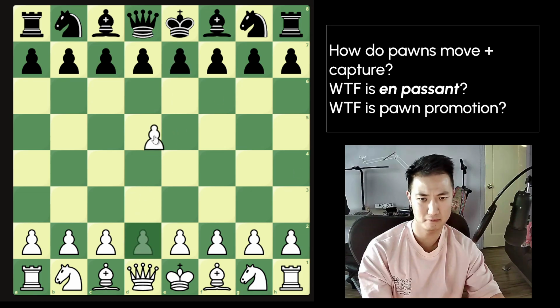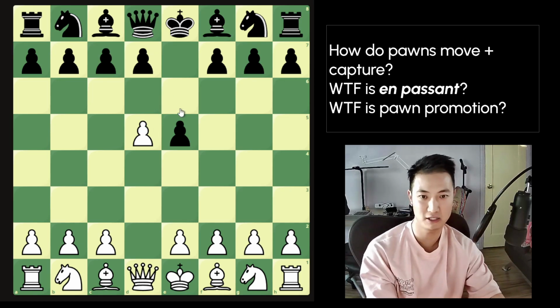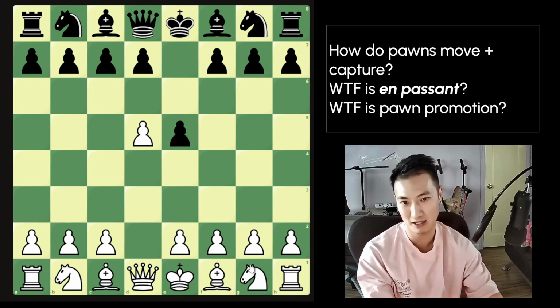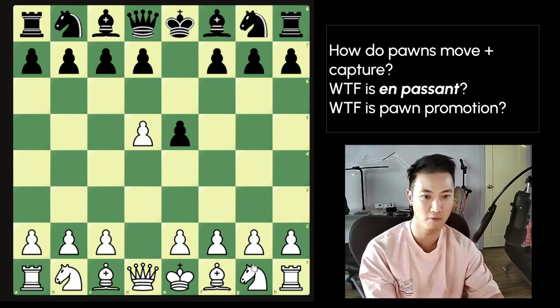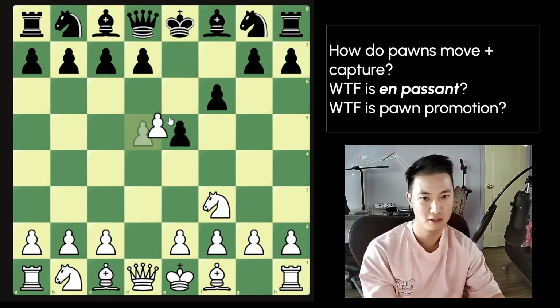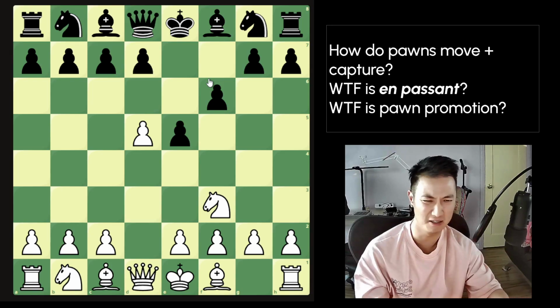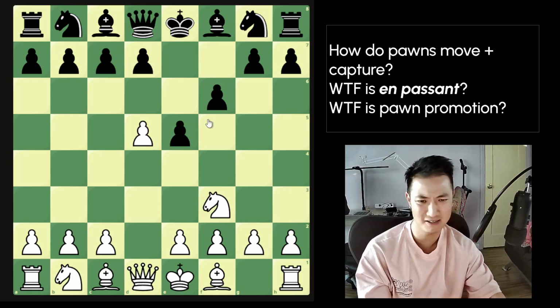It's only in this square, right? I'm pretending that they moved 1 square, and it's only for this turn. So let's say I do something else for this turn, like it's white to play. I do this, and then they play this. I cannot take this pawn en passant anymore. It's kind of timed out, I guess. You can only do it the turn immediately after it's been played.